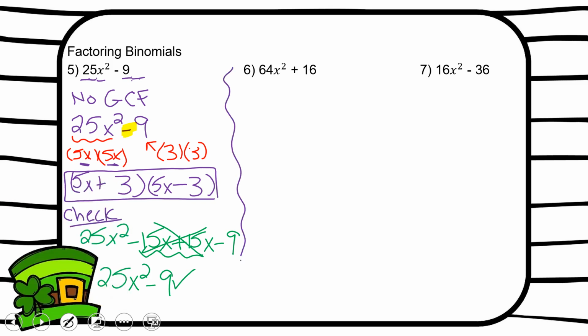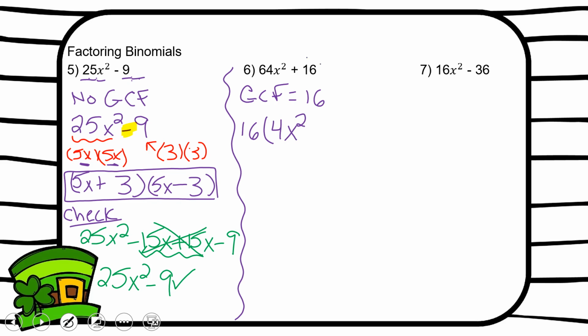Okay, let's look at number 6. Is there a GCF? In this case, there is. And remember that part of GCF is greatest. So you want the largest number that divides both 16 and 64. And there's a couple of them. But the greatest is going to be 16. You have to make sure you get the greatest. If I factor that out, 64x squared divided by 16 is 4x squared.